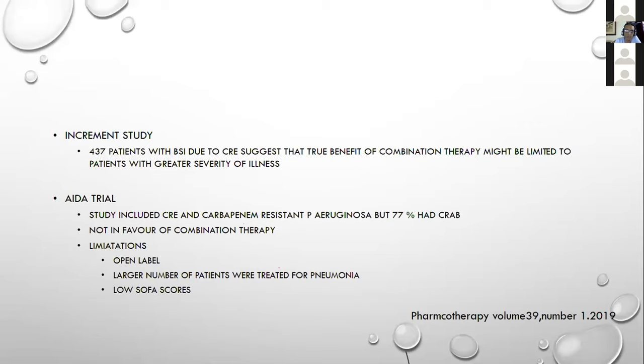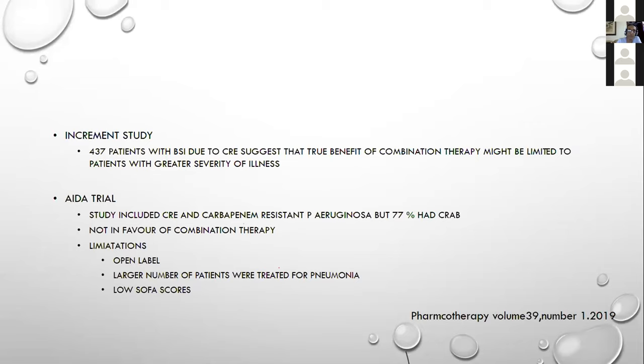And it's true. If you look at the IDA trial, which came out last year, there was a lot of hype, but combination was not better. But if you look at the limitations, sorry for the spelling mistake: number one, it was open label. A larger number of patients were treated for pneumonia, and those patients actually had lower SOFA scores. That's why monotherapy was successful, and that's why they found no difference between combination and monotherapy. So one has to be very, very careful.